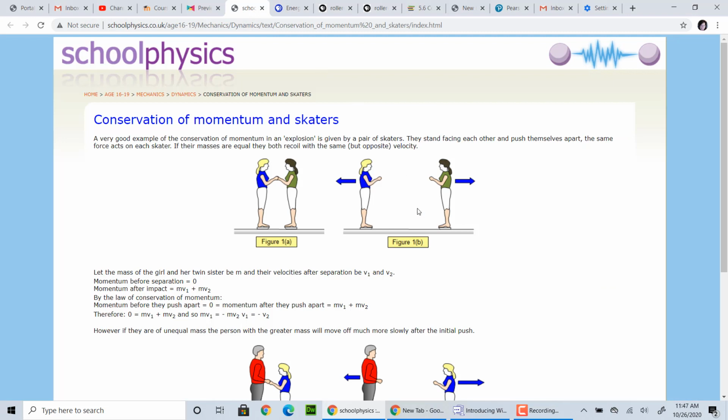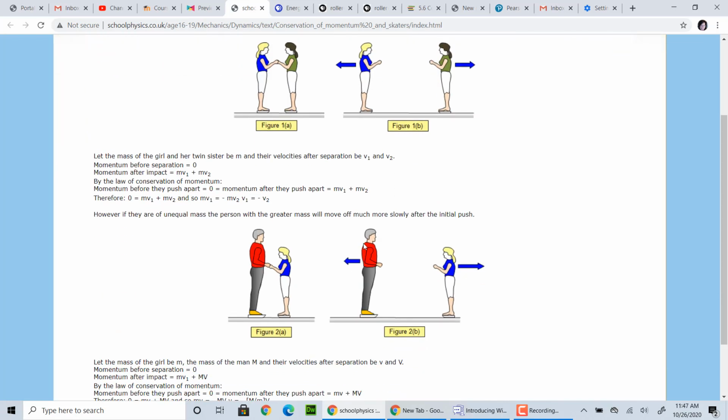When they push off of each other, one person is going to go to the left and the other person is going to go to the right. And depending on their masses, the bigger mass will have a smaller velocity and the smaller mass will have a bigger velocity.